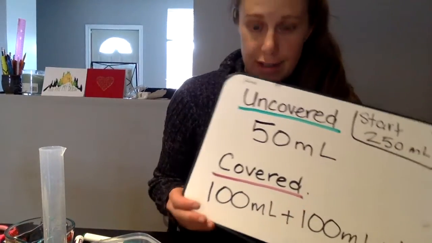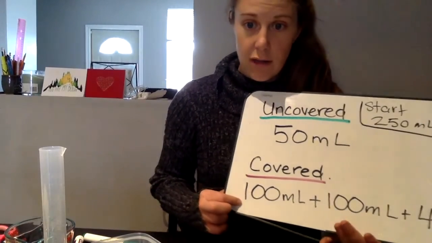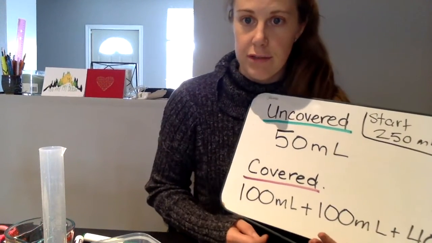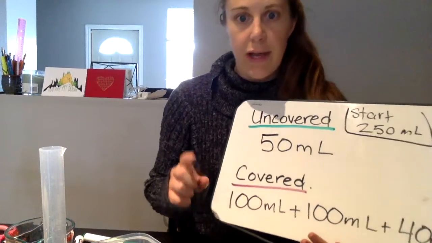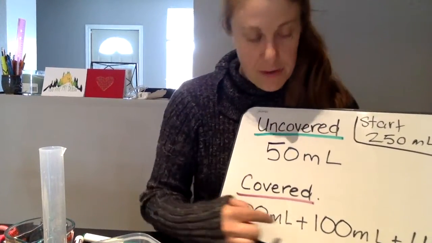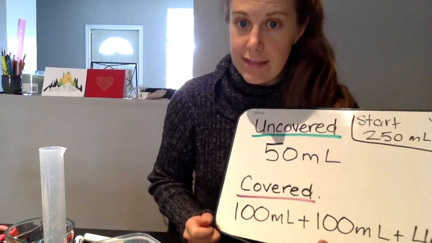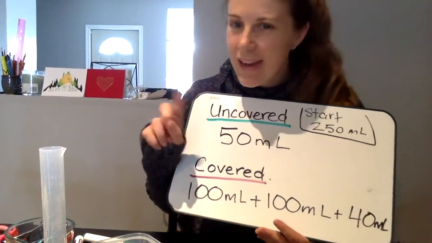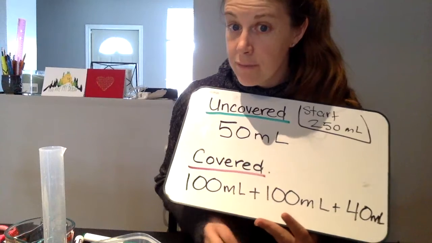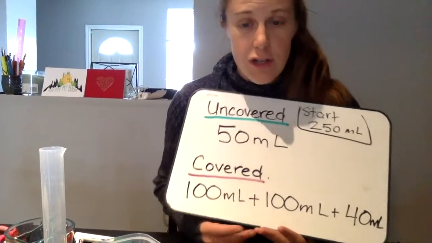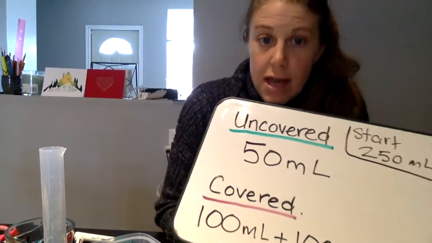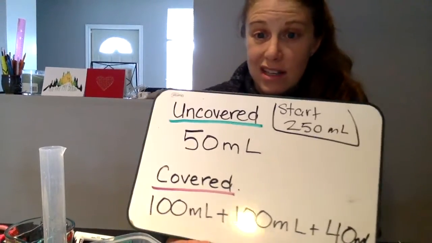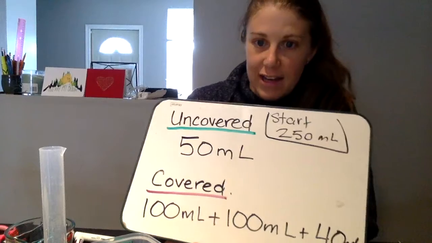In our covered container, we have 100 milliliters plus 100 milliliters plus 40 milliliters. So I'm wondering if you can, first of all, figure out how much water is left in the covered container. Then, can you figure out how much is evaporated? It's a bit of a tricky question because we need to take a couple steps, but you guys have been doing such a good job with all of the math questions I've been sending you that I think you're going to be able to handle it.